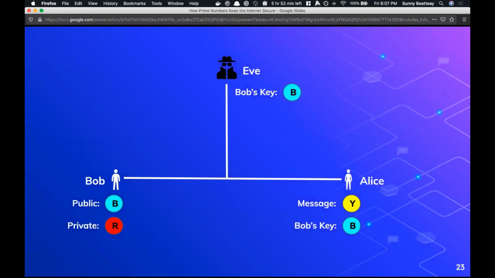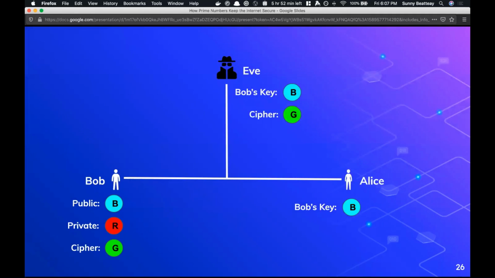Now, since Alice has a message she wants to send to Bob, she's able to encrypt the message using Bob's key to get a cipher, green. And so she will send the cipher back across the wire. Eve will also intercept the cipher. However, only Bob has a private key, so only Bob will be able to decrypt the cipher.